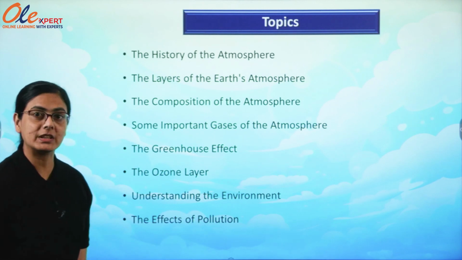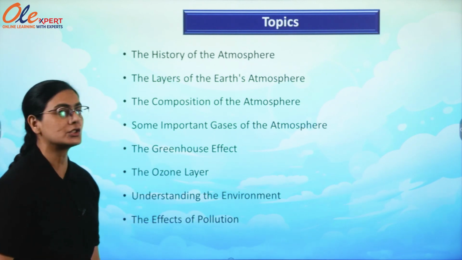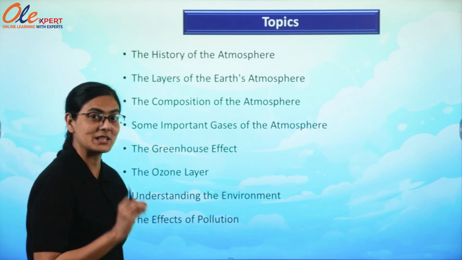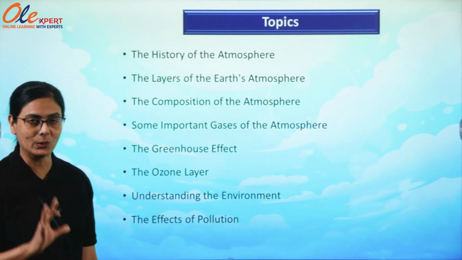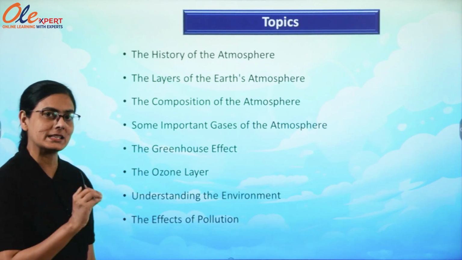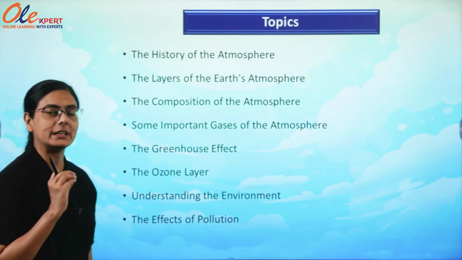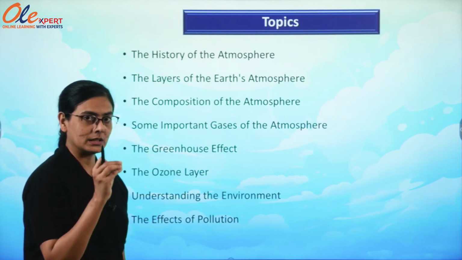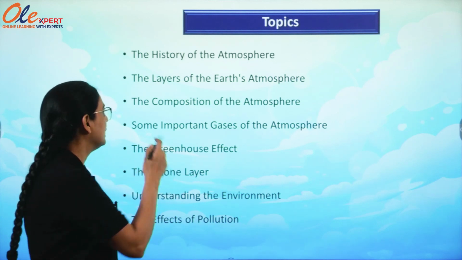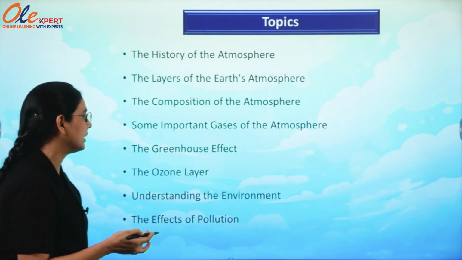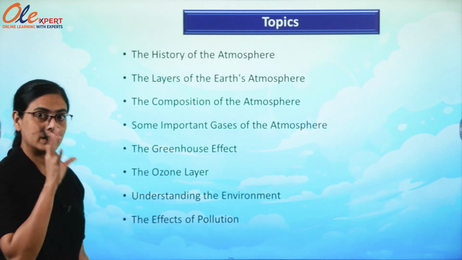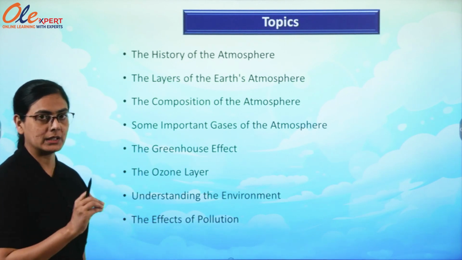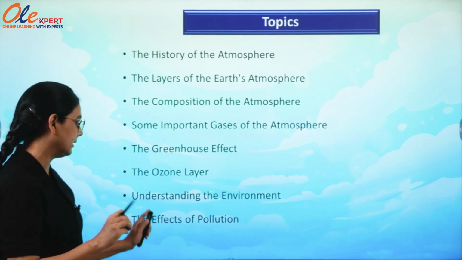These are the topics which we will cover in this chapter. The first one is the history of the atmosphere, meaning the evolution of the atmosphere, which we are going to know in this chapter. It's very interesting, as we should all know about the history of the atmosphere. The different layers of Earth's atmosphere, and the composition through which this atmosphere is formed. Various important gases of the atmosphere we are going to know, and the greenhouse effect. What is this exactly? And the ozone layer. What is the impact or importance of the ozone layer? We are going to know.